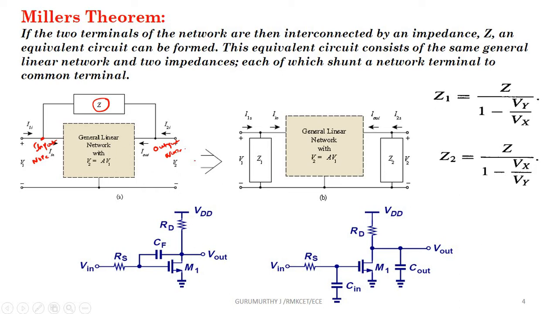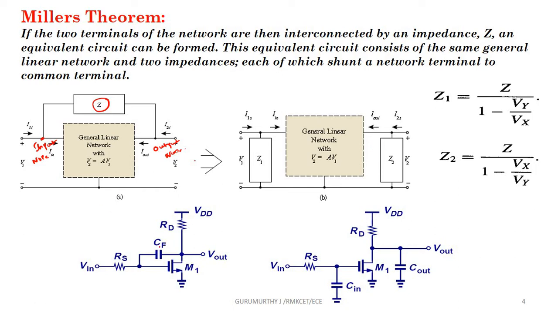We do not know what impedance is being offered by Z to the input side and the output side. If that is the case, you can apply Miller's theorem and resolve it into two impedances. One will be present at the input side and the other at the output side. This is the meaning of the statement.